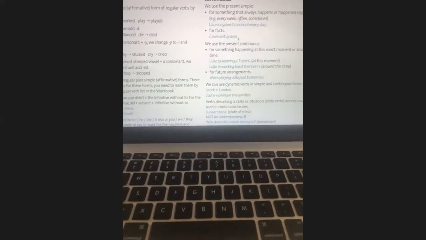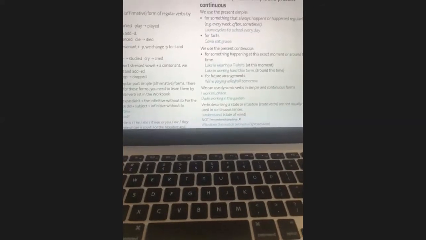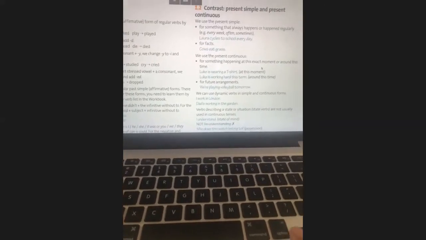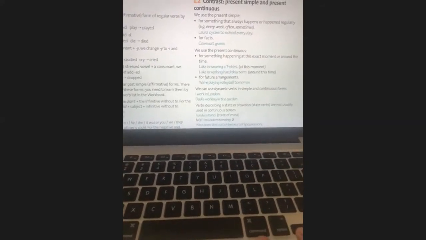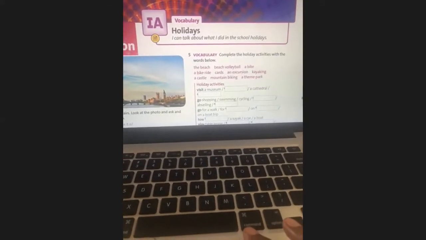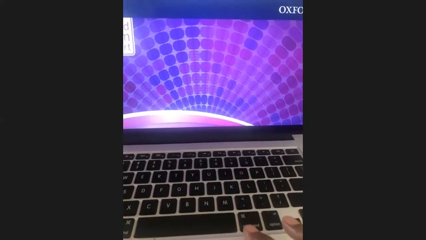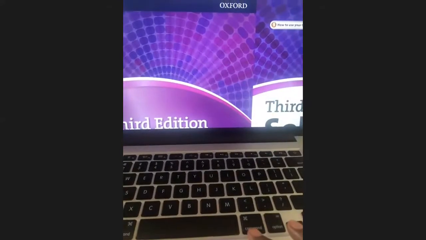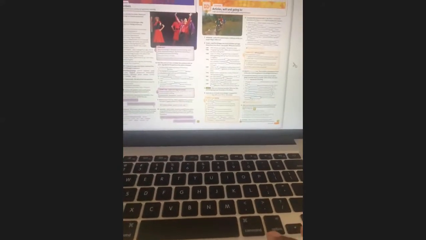So we have the contrast, present simple, present continuous, and it tells you what happens every day regularly. Present continuous, you use for things happening now. Yeah, so this all is going to be on the test, present simple, present continuous. You should know the difference between the two. So now we're going back. So we're moving to the next page, turn the page. All right, so now we're on page 6.